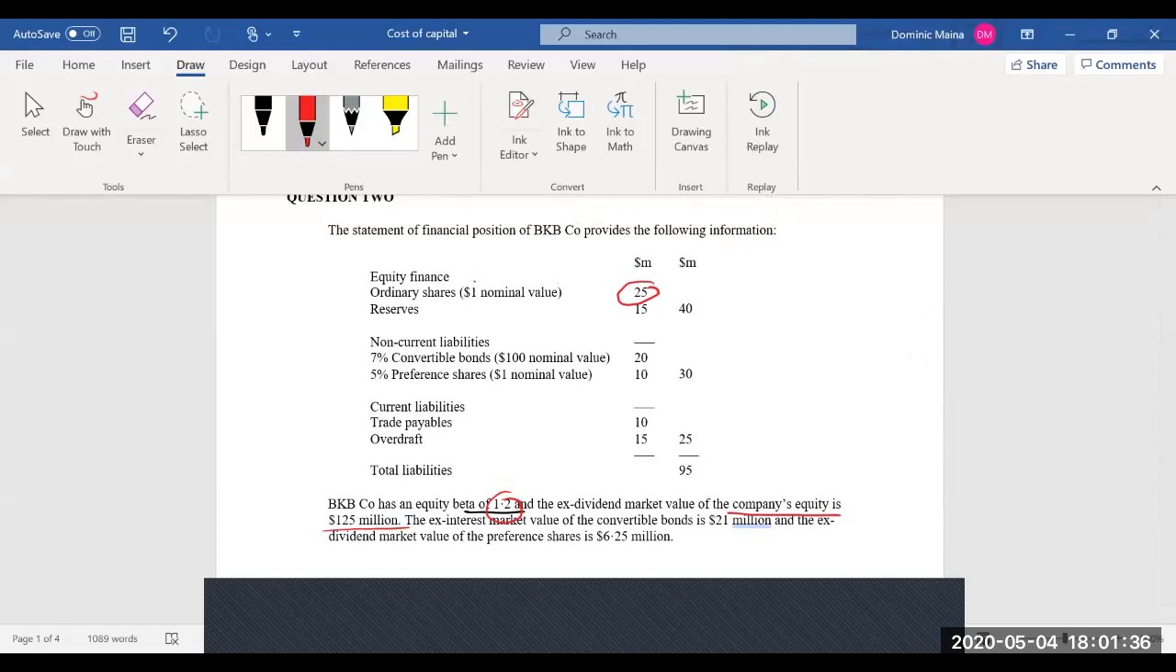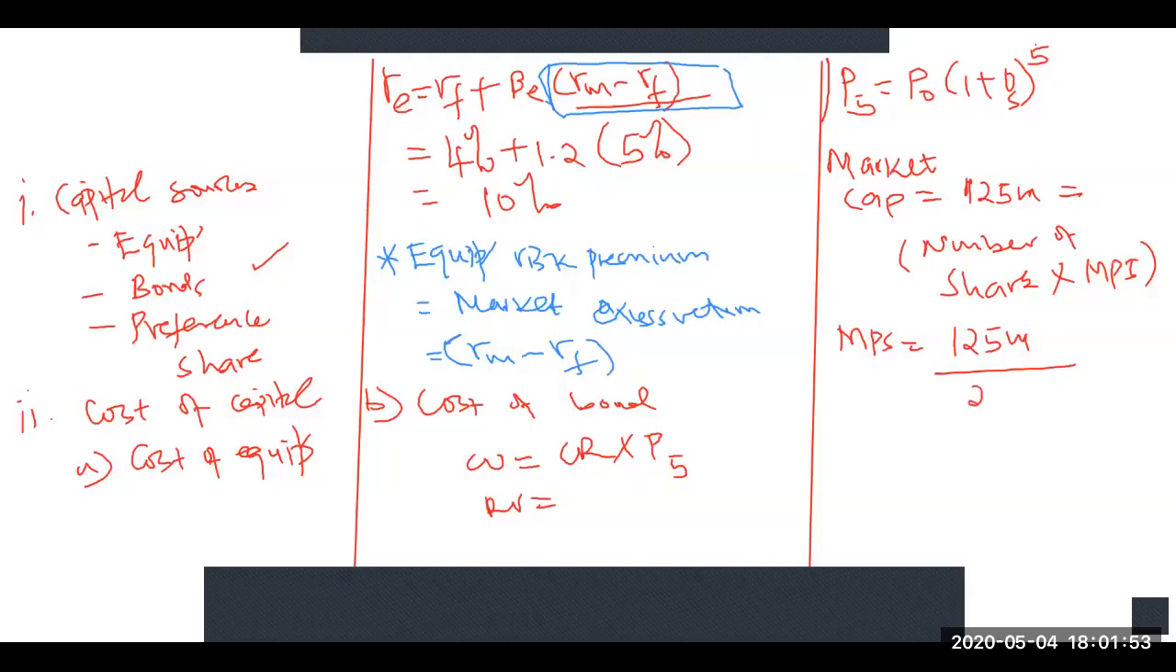One share has a book value of $1, which implies therefore this company has 25 million issued shares, because 25 million is the total book value and the book value per share is $1. It implies therefore the number of shares issued by this company is equal to 25 million, to give an MPS equal to $5. They currently have one share price of this company equal to $5.